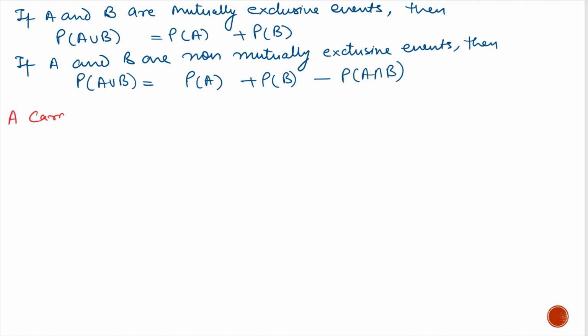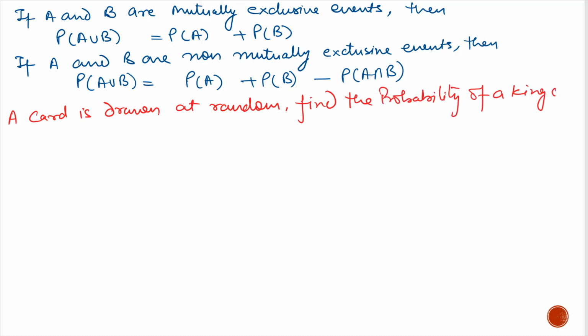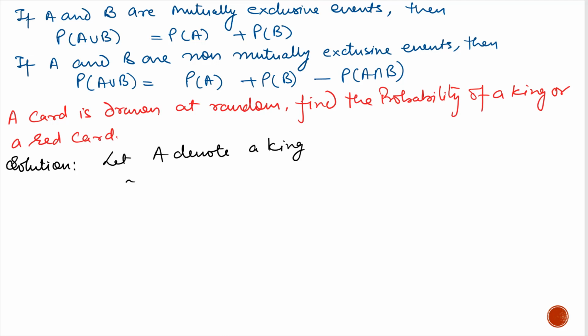We can explain with the help of an example. A card is drawn at random from a pack of 52 cards. Find the probability of a king or red card. Let A denote a king and B denote a red card. Now A and B are non-mutually exclusive events because something is common between king and red cards.